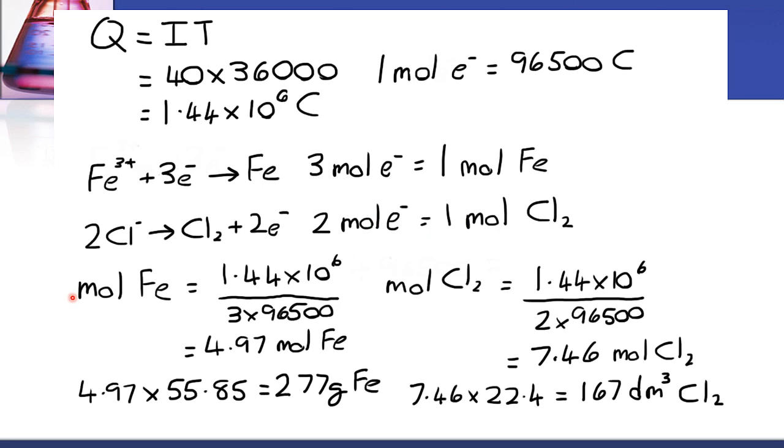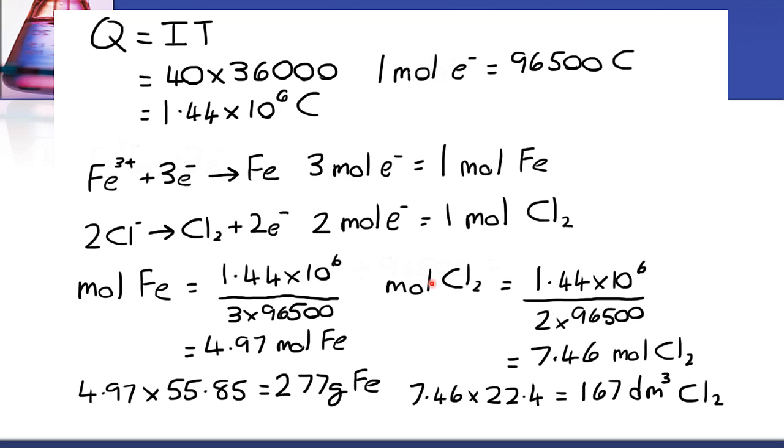So let's calculate the moles of iron. It's 1.44 times 10 to the 6 divided by 3 times 96,500. It's 3 because we need 3 moles of electrons. That gives us 4.97 moles of iron. Then we multiply the number of moles times the molar mass to give us 277 grams of iron.